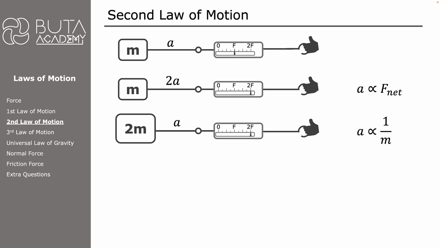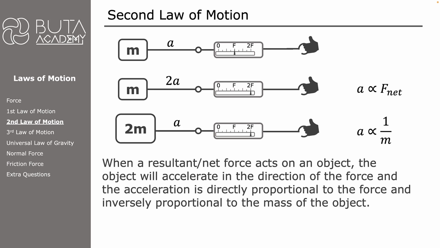Second law of motion is the combination of these 2 observations. When a resultant or net force acts on an object, the object will accelerate in the direction of this force, and the acceleration is directly proportional to the net force and inversely proportional to the mass of this object. We can formulate it as acceleration is equal to the ratio of the net force applied on an object to the mass of the object. We can also write this equation as net force is equal to the product of the mass of an object and its acceleration. Now, let's solve some simple examples to learn how to use this formula.